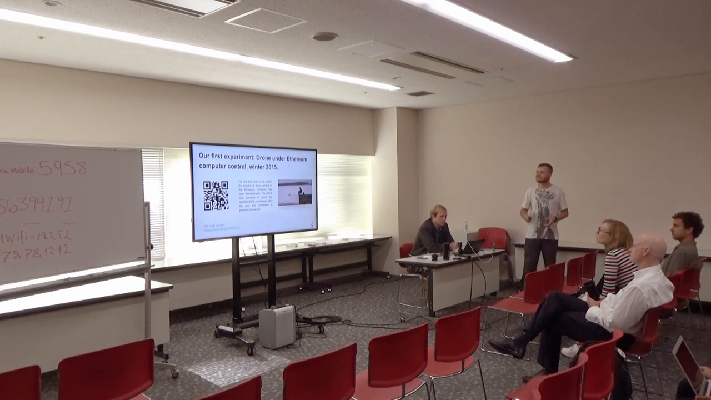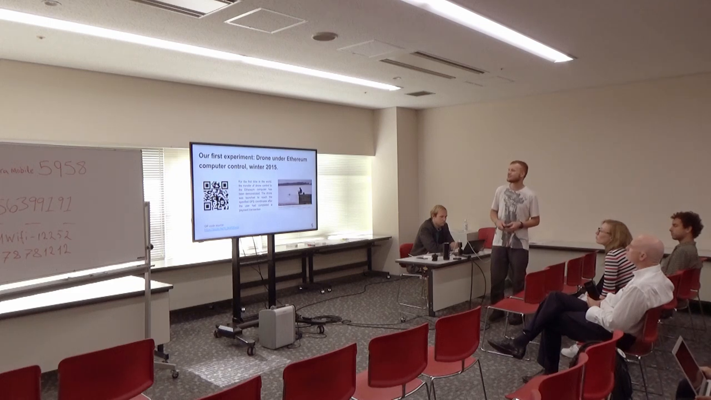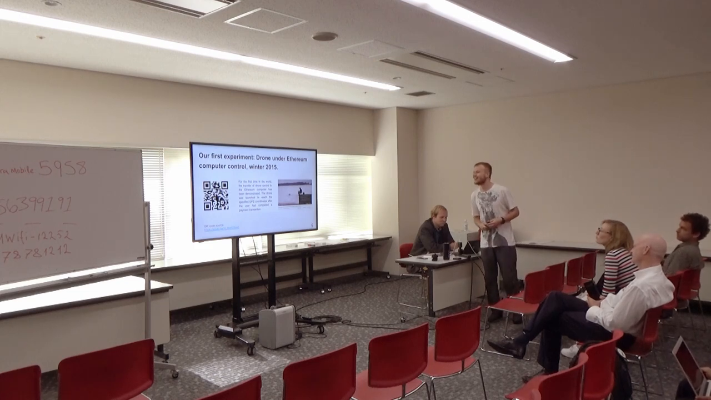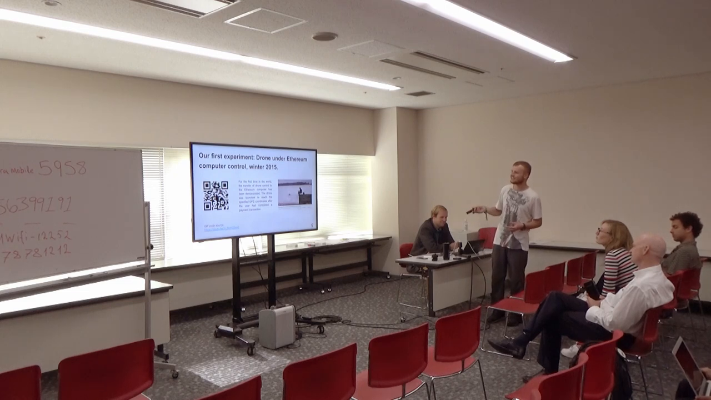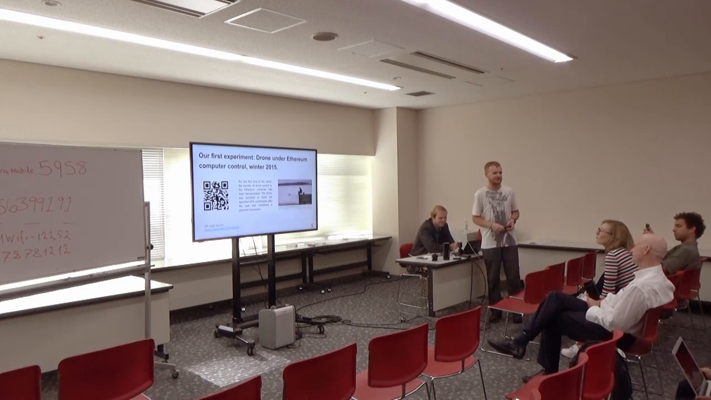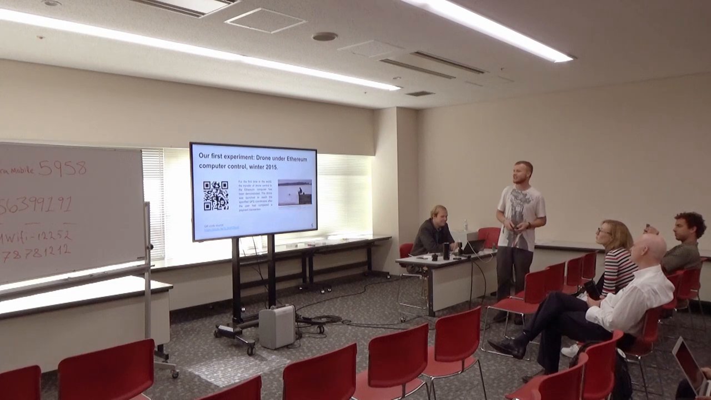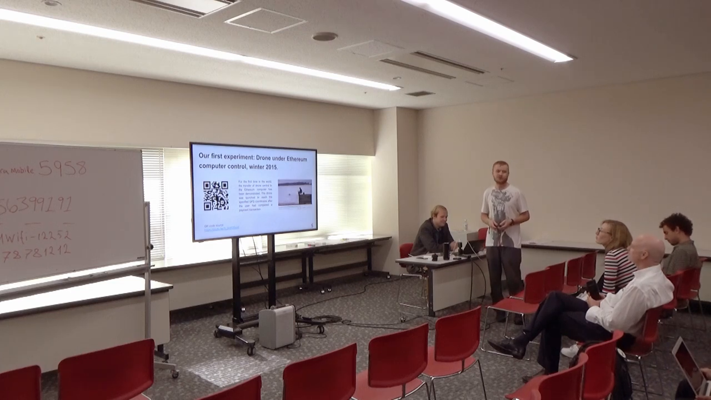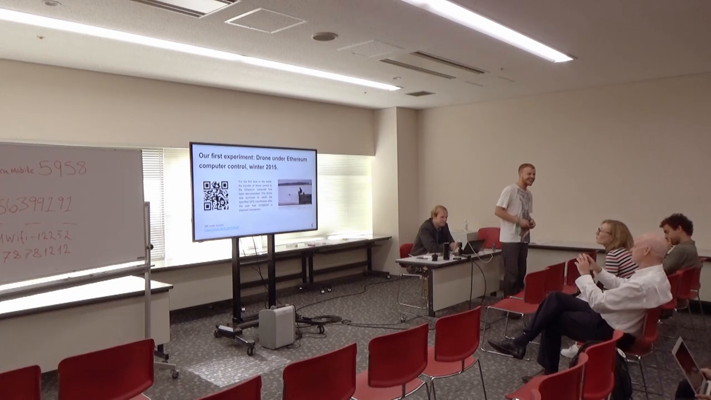So this is our first experiment in winter 2015. It's a funny video, so I recommend you scan this QR code and find 2 minutes to watch it. It was a Russian winter, and you can see Aleksandr sitting on a chair in the center of a field and creating the first ever smart contract between human and machine.